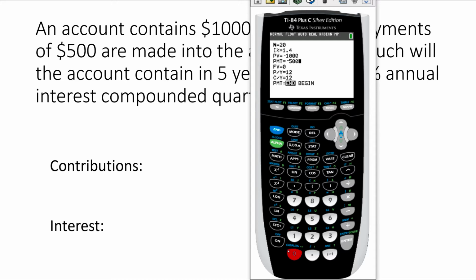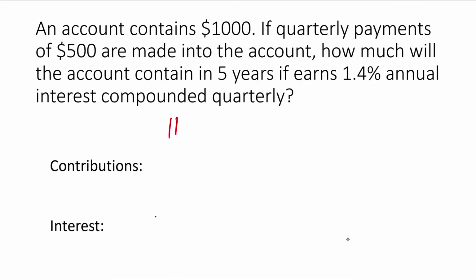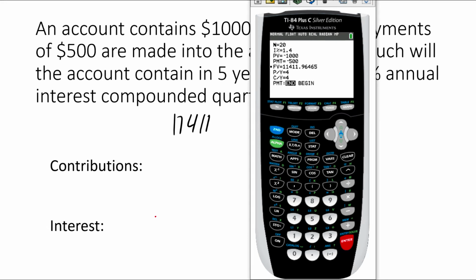So the present value and the payment here are both negative because both of those are money going into the bank. Interest is compounded quarterly, so we'll change our payments per year and compounds per year to 4, because payments are made 4 times a year and interest is compounded 4 times per year. Then we want to solve for the future value, so we'll press alpha and then enter. And we'll get $11,411.96. Yes, 96 cents.